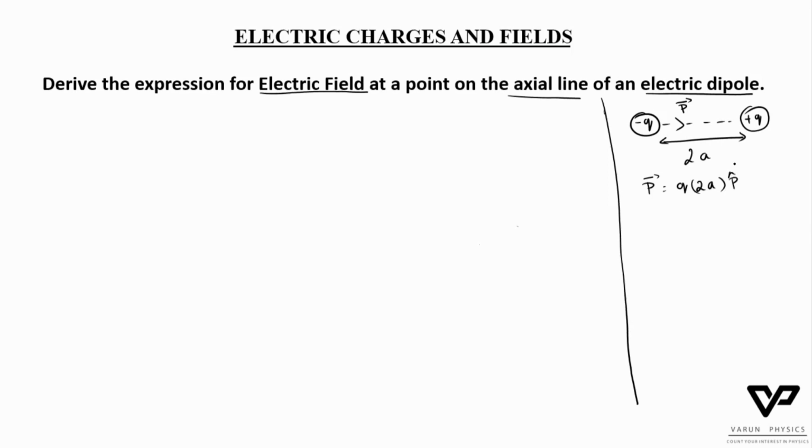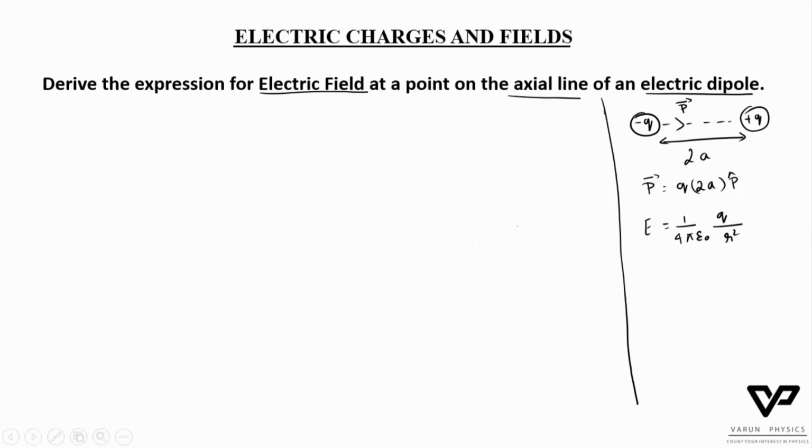Dipole moment is a vector quantity, and the formula for dipole moment is given by q into 2a. The other basic concept we should know is that electric field is equal to 1 by 4 pi epsilon naught q by r square, where r is the distance from the point where we are calculating the electric field to the point where the charge is located. These are the two basic things we should know to do this derivation. Now let us start with the derivation.